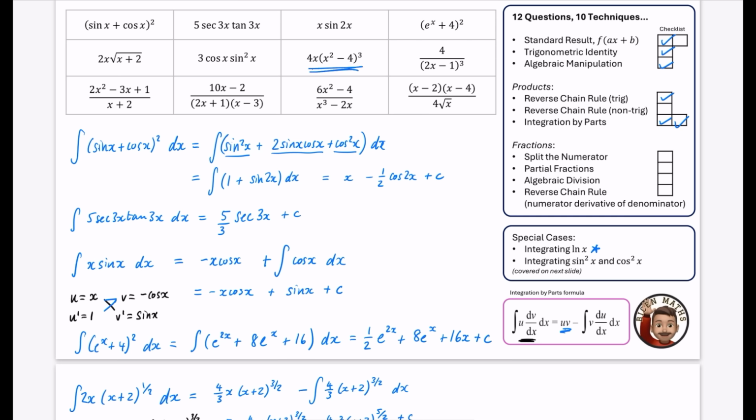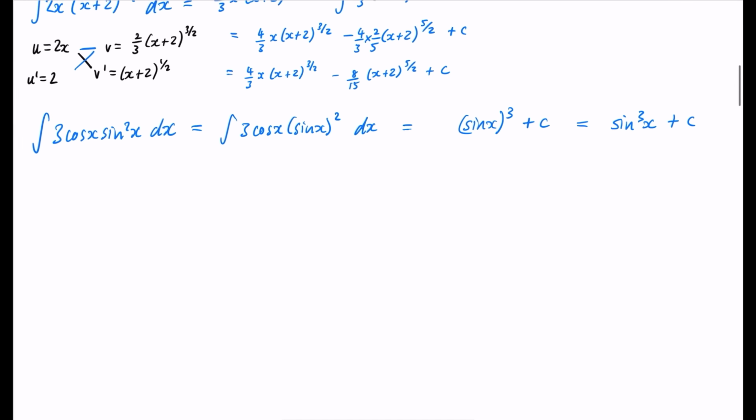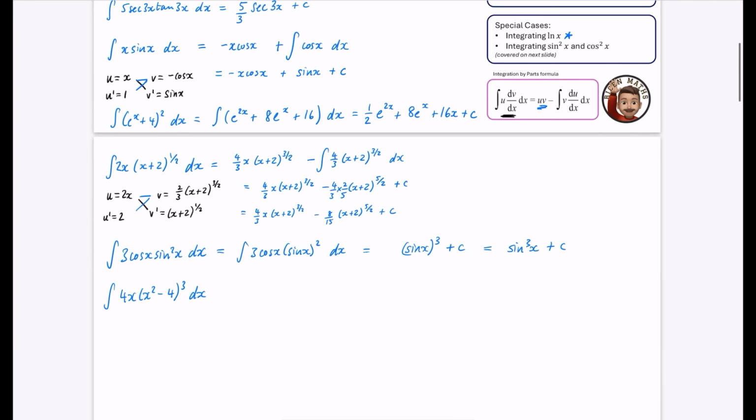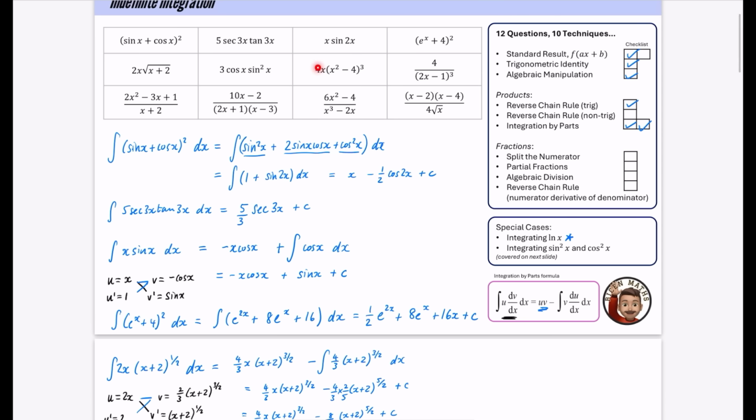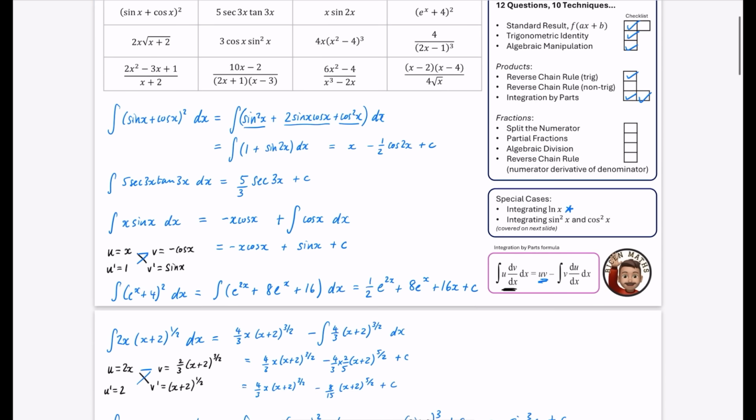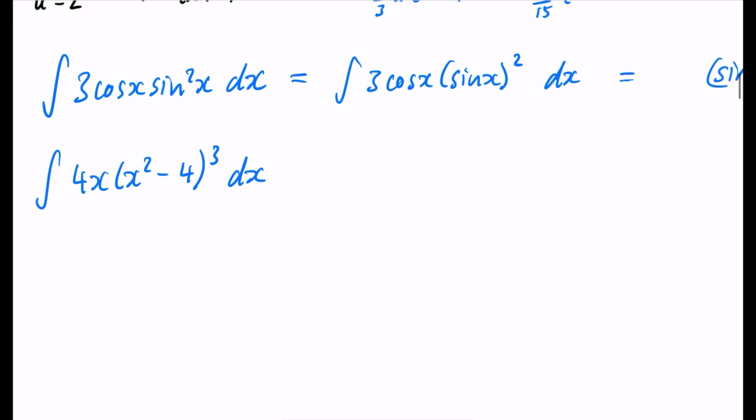And we're now on to this one. So we have 4x, x squared minus 4, all cubed, integrating with respect to x. So we have got a product of two things, which makes me think it's got to be this reverse chain rule of non-trig. But we're going to try and explain why this is a reverse chain rule. Well, we've got this thing that is all cubed, and luckily outside the front, we have got 4x. Now, the derivative of this thing that is being cubed is 2x. So that's related to 4x.